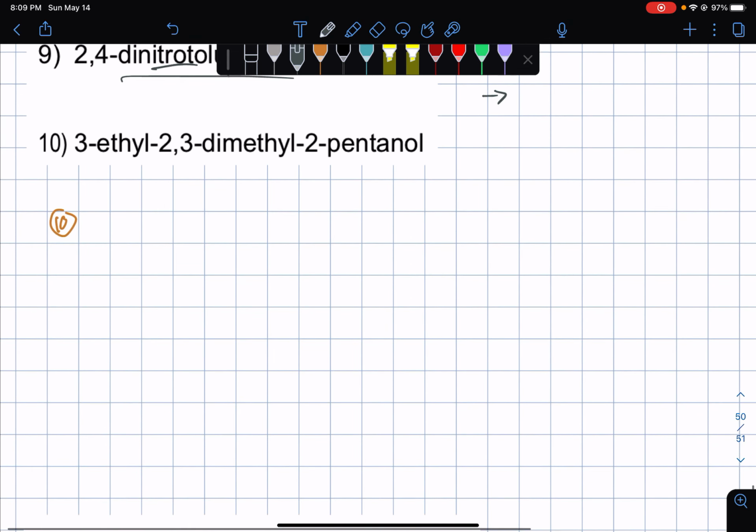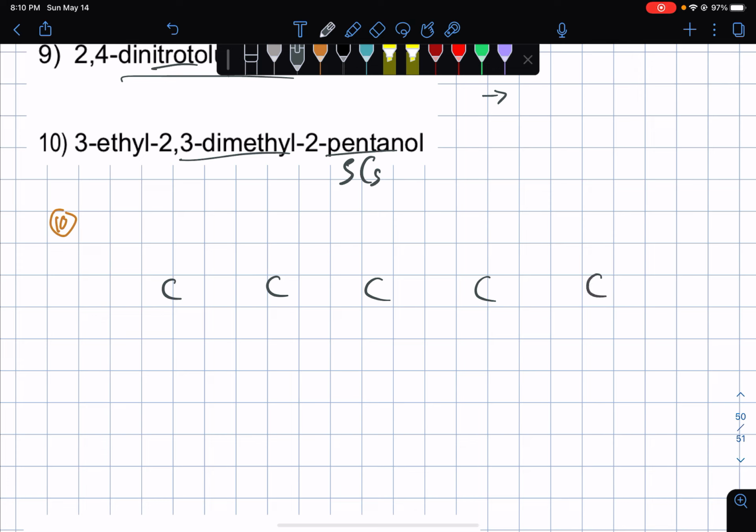3-ethyl-2,2-dimethyl-2-pentanol. So pent means we have 5 carbons in the parent chain. There are 2 methyls on the second and third carbon respectively, and there is 1 ethyl substituent on the third carbon. So first we illustrate the number of carbons. So we have 5 of them, and then 3-ethyl. This is where we have the ethyl substituent. So we have this one.